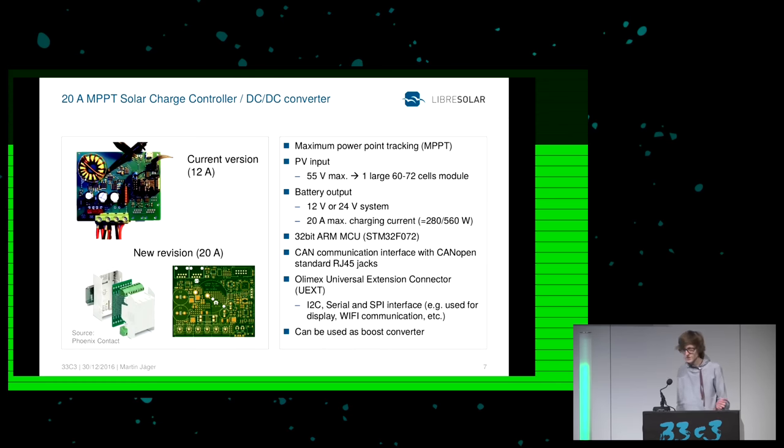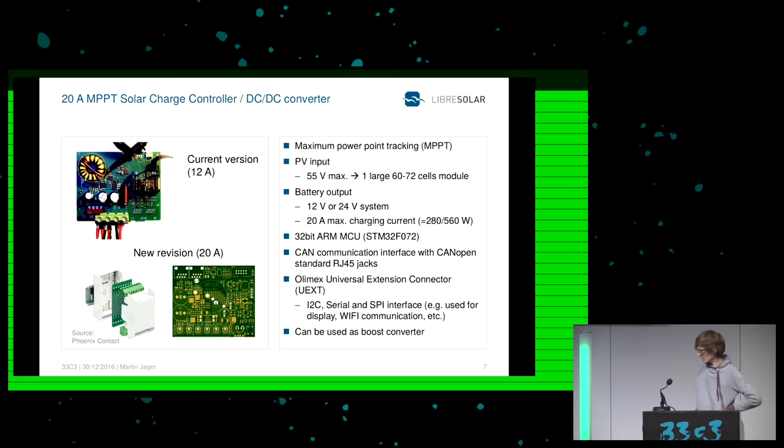So for this system, of course, we need some components. The start is now a 20-amp DC-DC converter, which is normally used as an MPPT solar charge controller. MPPT means you can track the maximum power point of the solar panel. The previous version was 12 amps, but now with the 20 amps version, you can use one large, cheap rooftop panel and attach it to a 12-volt battery. The new revision is shown below, and it will look like this.